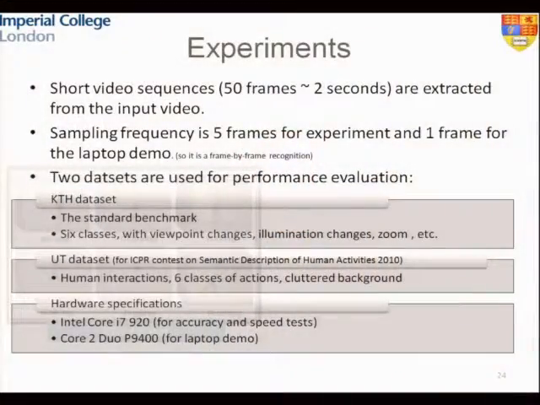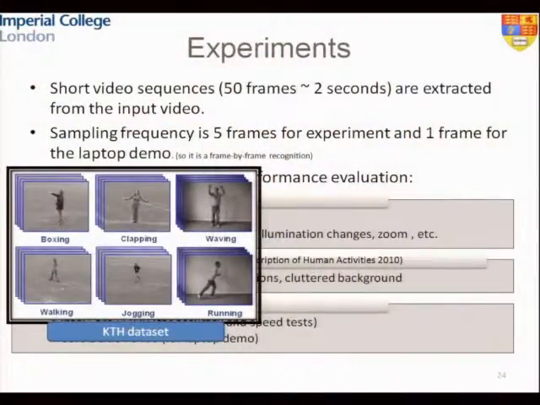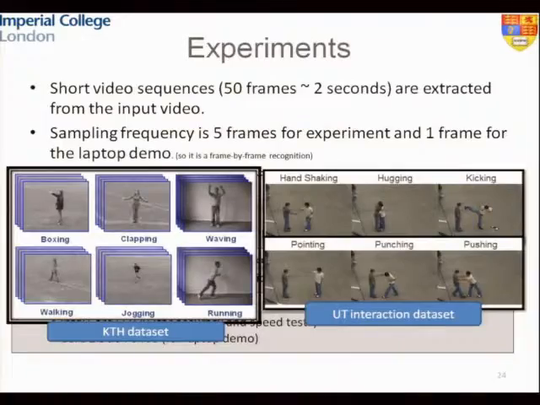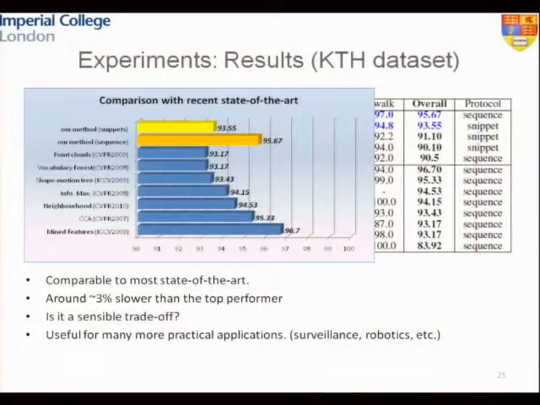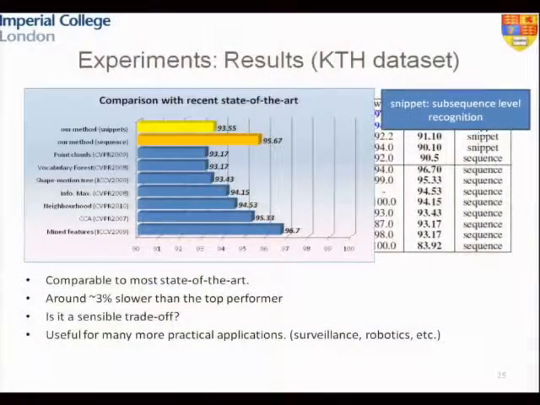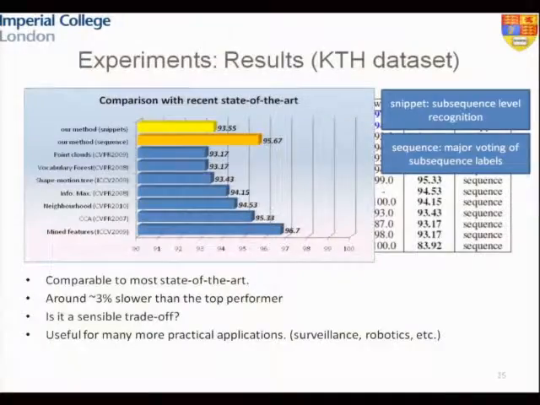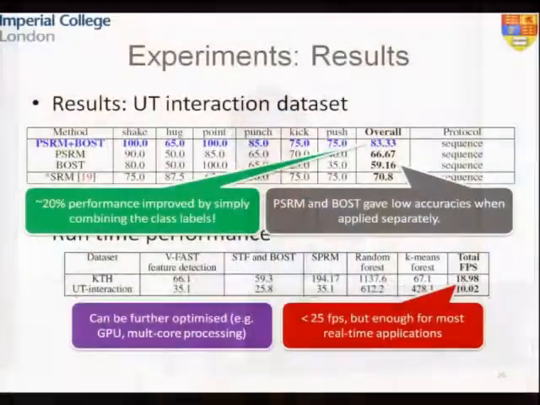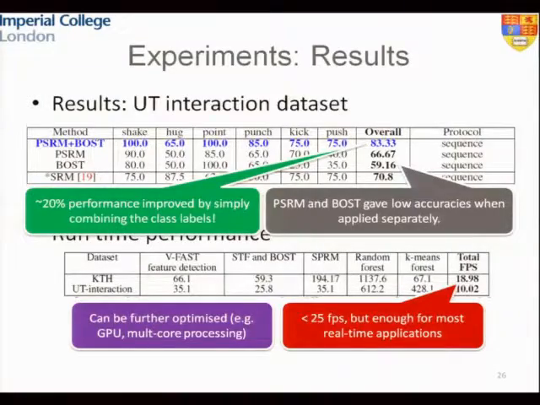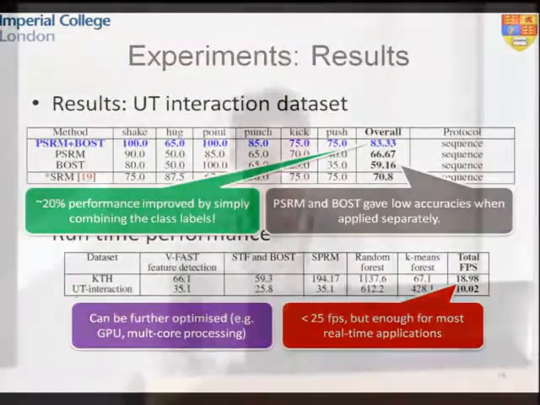Okay, we did 2 benchmark data sets, KTH and the UT interaction data set. There are a lot of studies in the area. And in terms of accuracy, we are quite happy to have state-of-the-art accuracy. It's not much worse, quite competitive. But in terms of speed, for the KTH data set, we got about 20 frames per second. And for UT interaction, we got 10 frames per second.